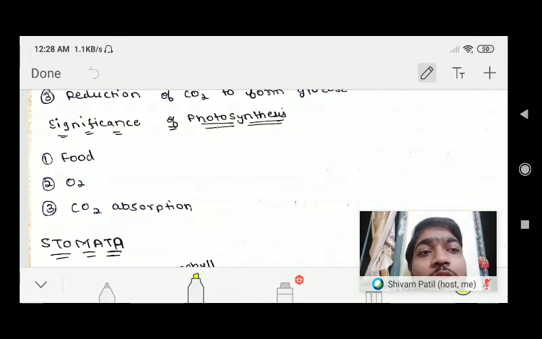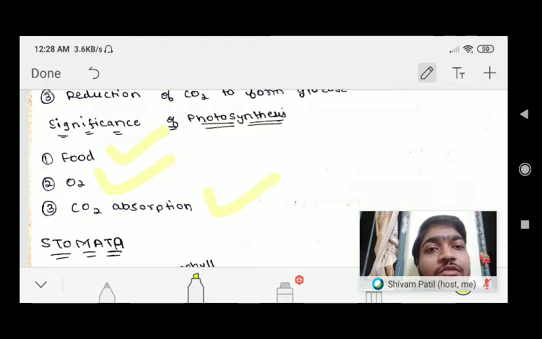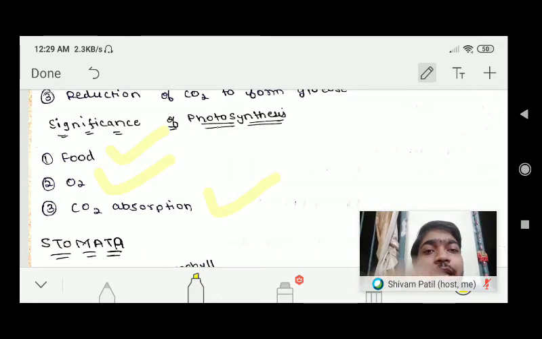Now, what is the significance of photosynthesis? So by the process of photosynthesis, we get food, we get oxygen, and CO2 is also absorbed from the environment, because when we release CO2, there will be increase in the concentration of CO2 in the environment, and that CO2 is absorbed by the plants.